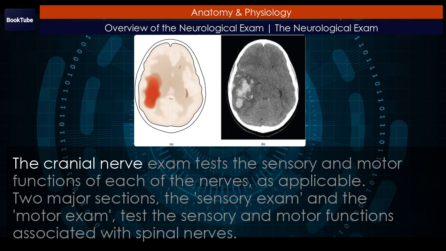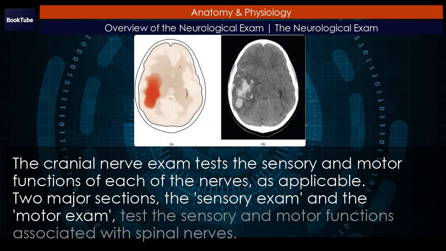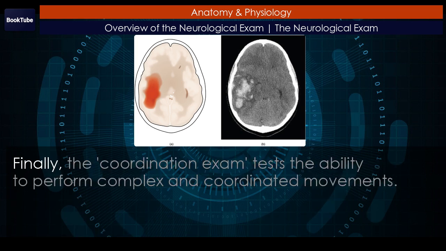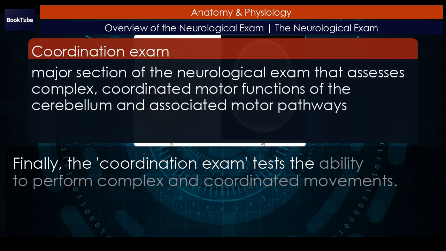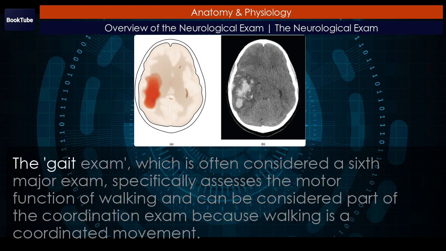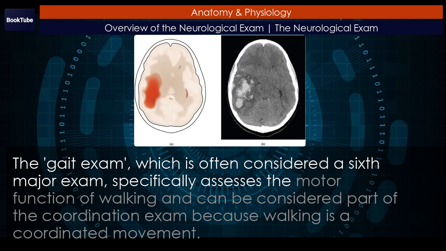The cranial nerve exam tests the sensory and motor functions of each of the nerves. As applicable, 2 major sections, the sensory exam and the motor exam, test the sensory and motor functions associated with spinal nerves. Finally, the coordination exam tests the ability to perform complex and coordinated movements. The gait exam, which is often considered a 6th major exam, specifically assesses the motor function of walking and can be considered part of the coordination exam because walking is a coordinated movement.